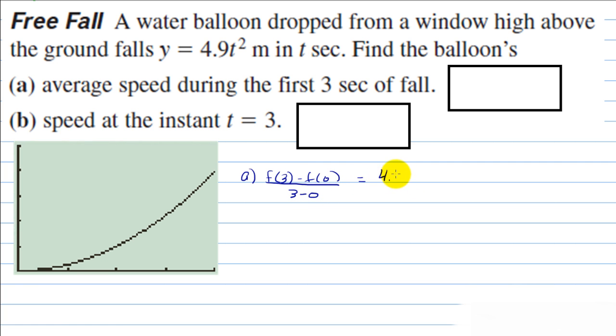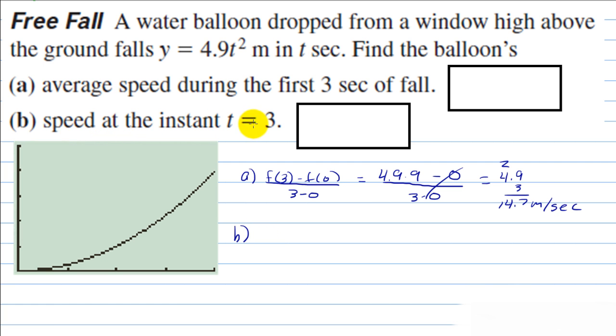So we have really 4.9 times 9 minus 0, of course, because we're starting at 0, over 3 minus 0. So I can really cancel those out. Those minus zeros aren't going to matter. I can divide 9 by 3. So what I really need is 4.9 times 3. Let's see, 7, 2, 12, 14.7 meters per second. In letter B, this is a little different.